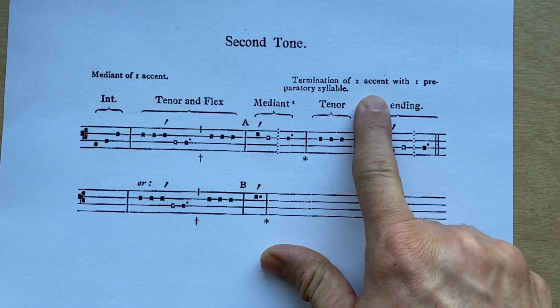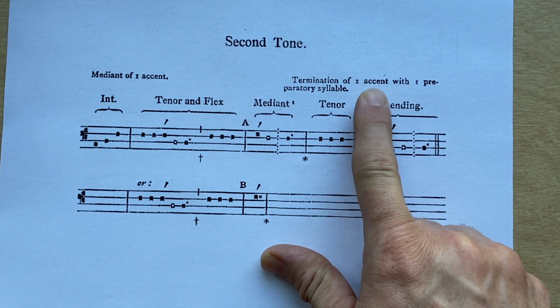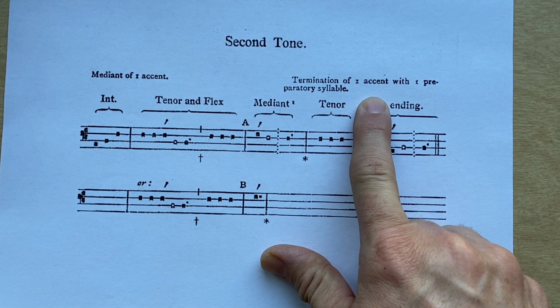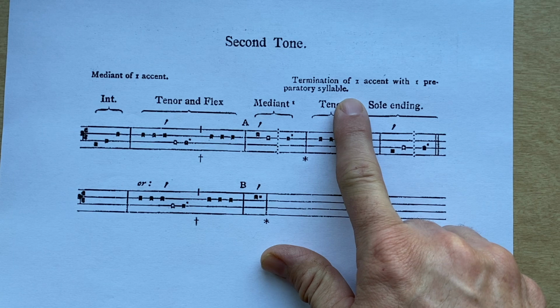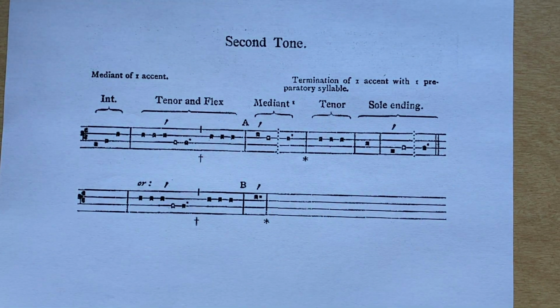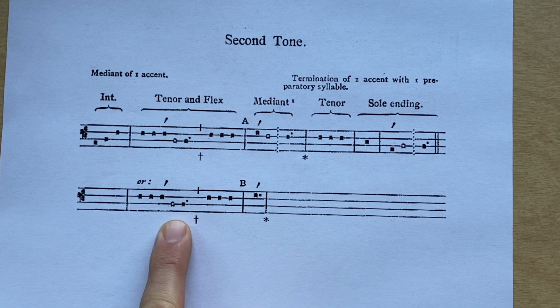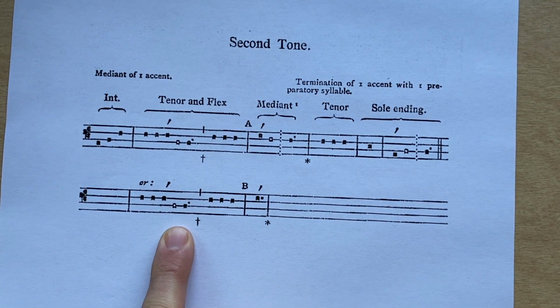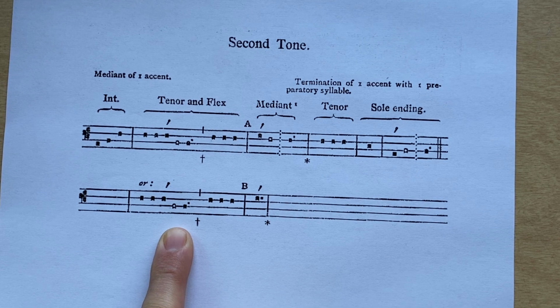A lot of times the psalm tones will list how many accents you have: termination of one accent with one preparatory syllable, mediant of one accent. We will talk about multiple accent psalm tones in future videos. This is where we're starting because this is the simplest one, but we will definitely talk about all of that in future videos. This is an alternative version. Some psalm tones have that. Some psalters will list them, some won't.